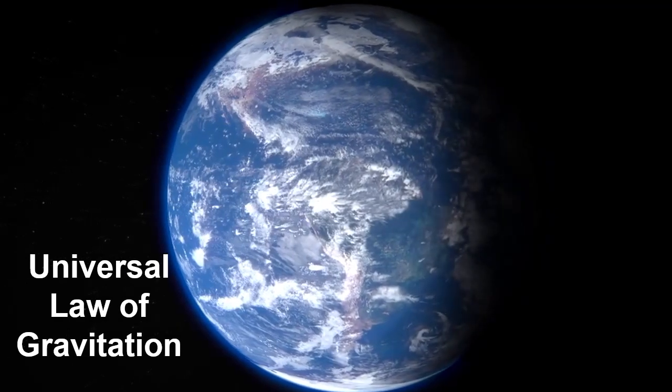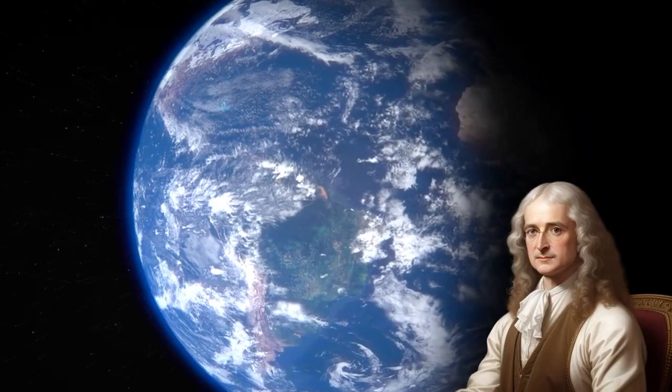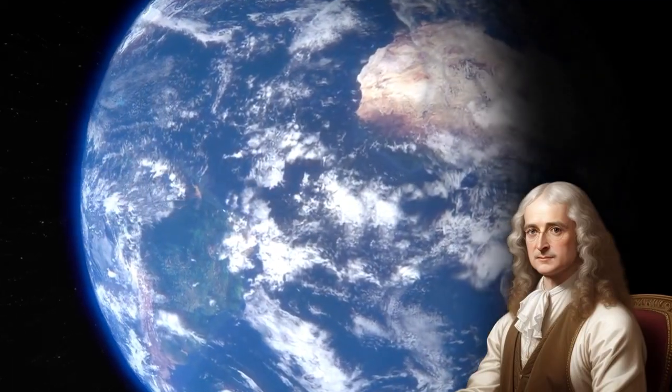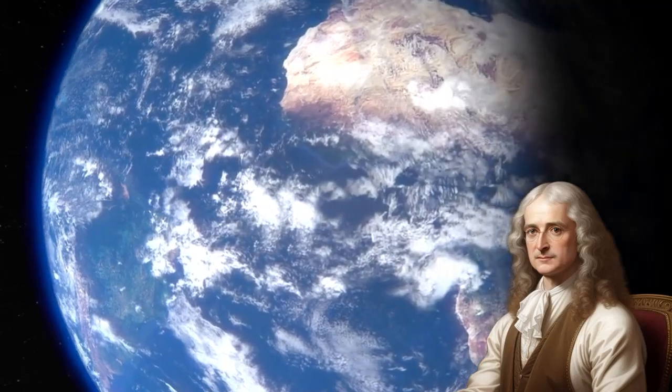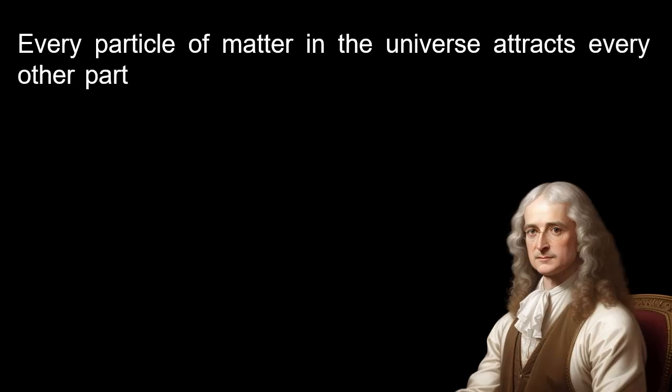Universal law of gravitation. In 1687, an English mathematician and physicist, Sir Isaac Newton, put forward this law to explain the observed motions of planets and their moons.